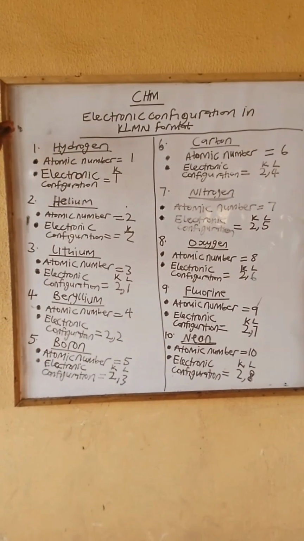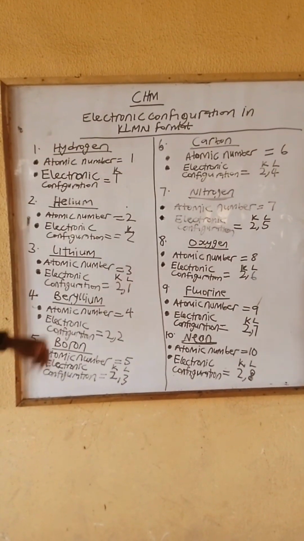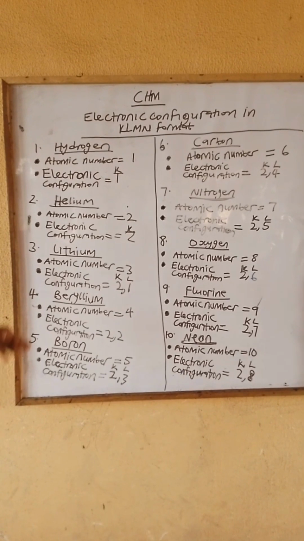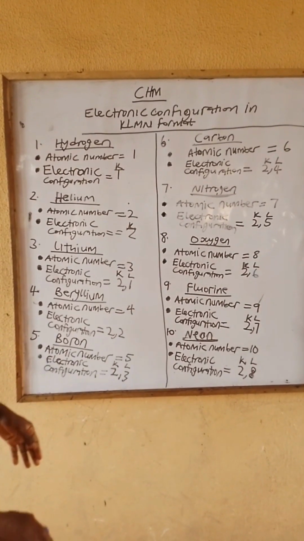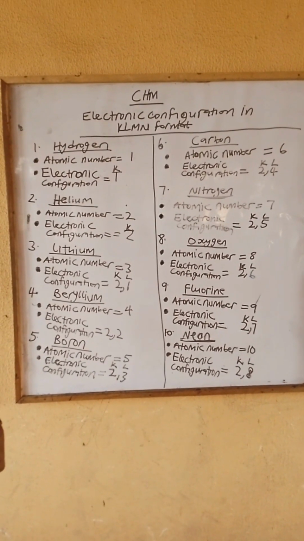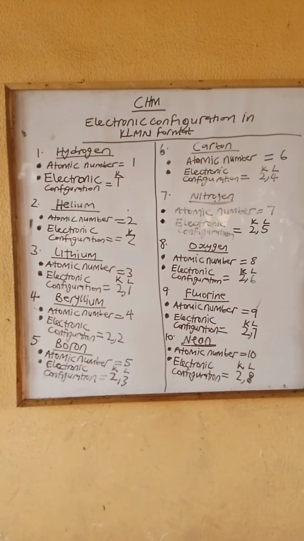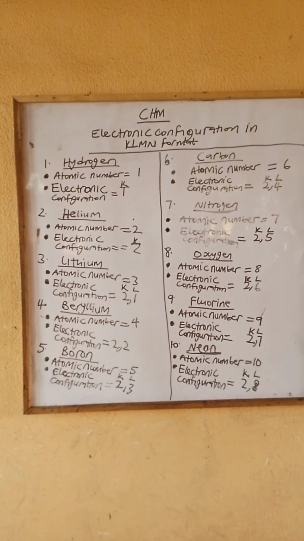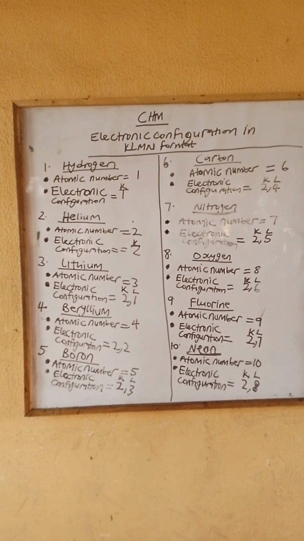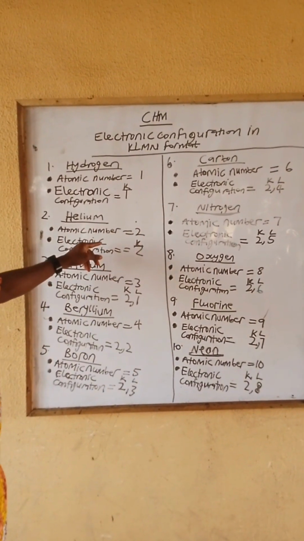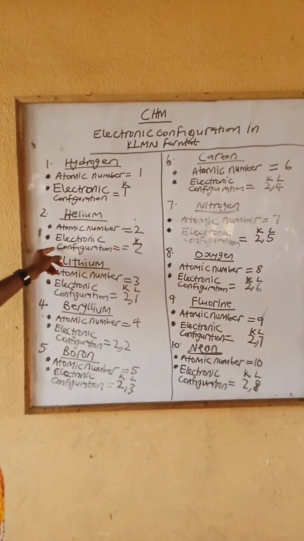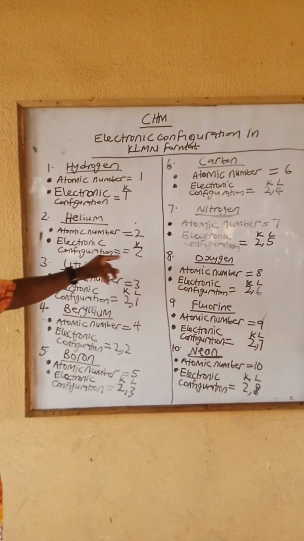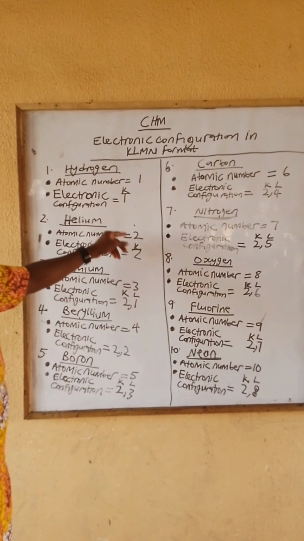If you look at hydrogen with atomic number 1, the electronic configuration is just 1, and it will be occupying only the K shell. K shell 1. So when we get to helium with atomic number of 2, the electronic configuration automatically goes to 2. So that is the K shell.